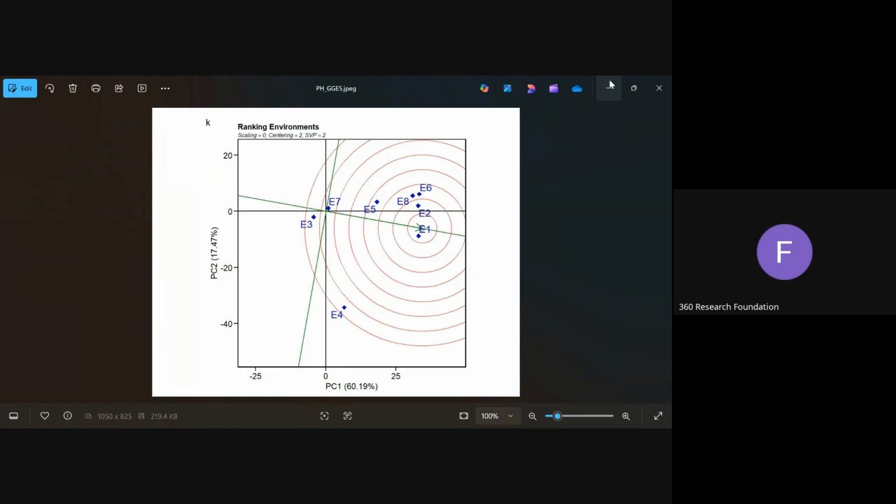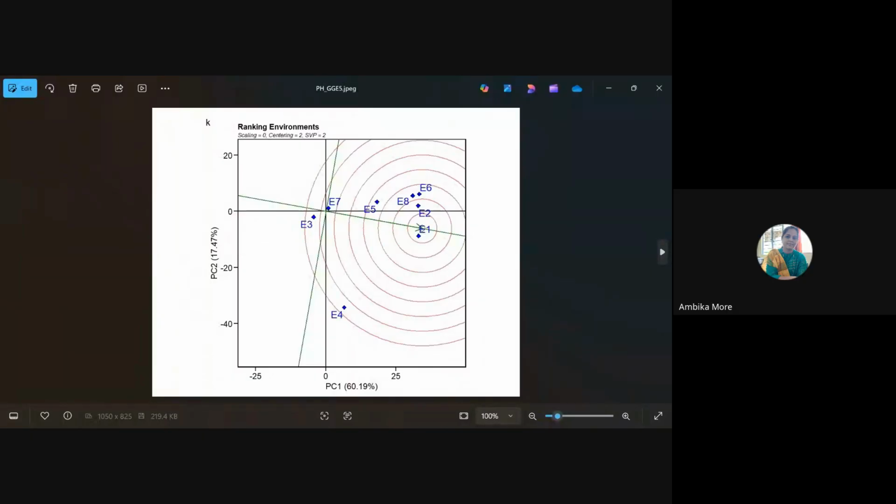Sir, is it because most of the desirable genotypes with more plant height are found in E1 and E2? For this ranking, madam, it will consider the average performance of the environment, not genotypes. On that basis, this ranking will be there.